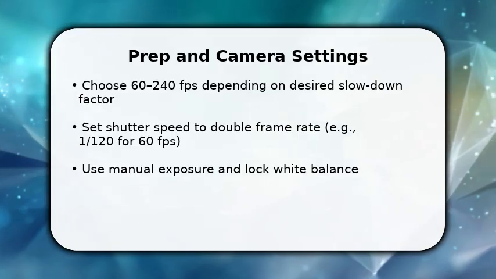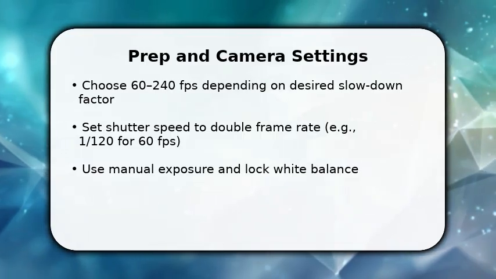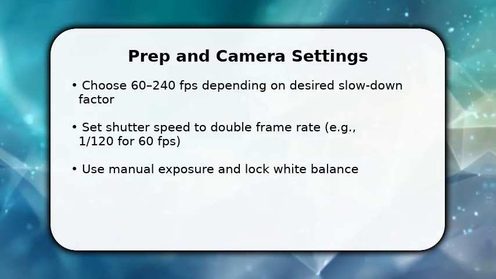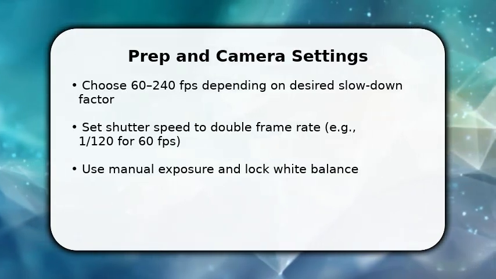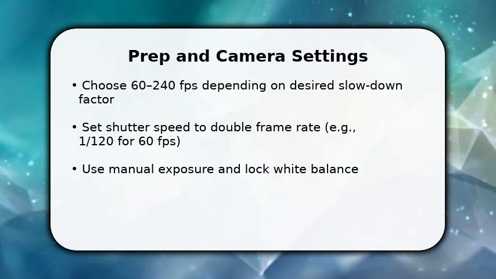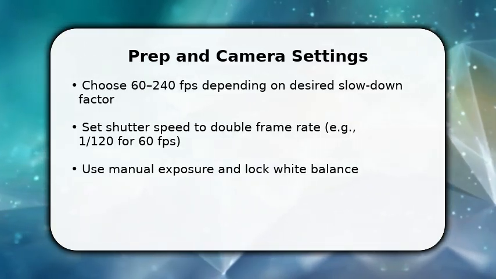You start by picking a frame rate. 60 to 240 FPS gives usable slow motion. Higher FPS equals smoother, but needs more light. Once chosen, set your shutter speed to about double the frame rate to keep motion natural. For 60 FPS, use 1/120.